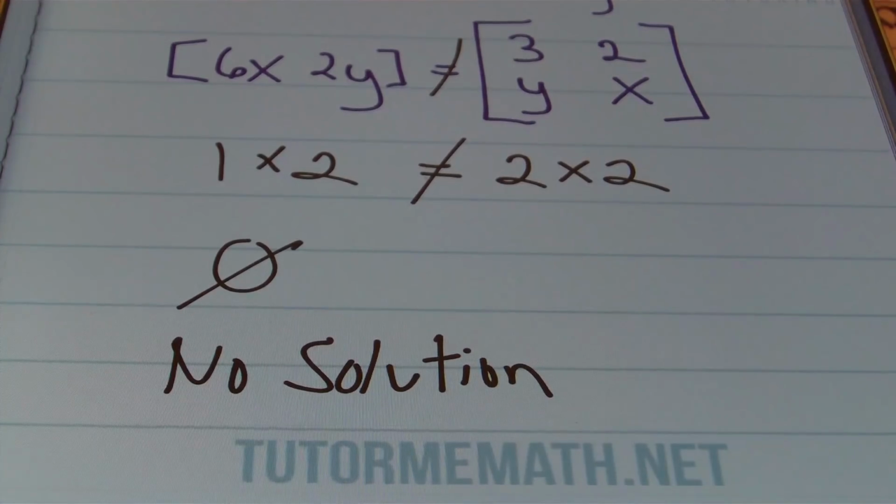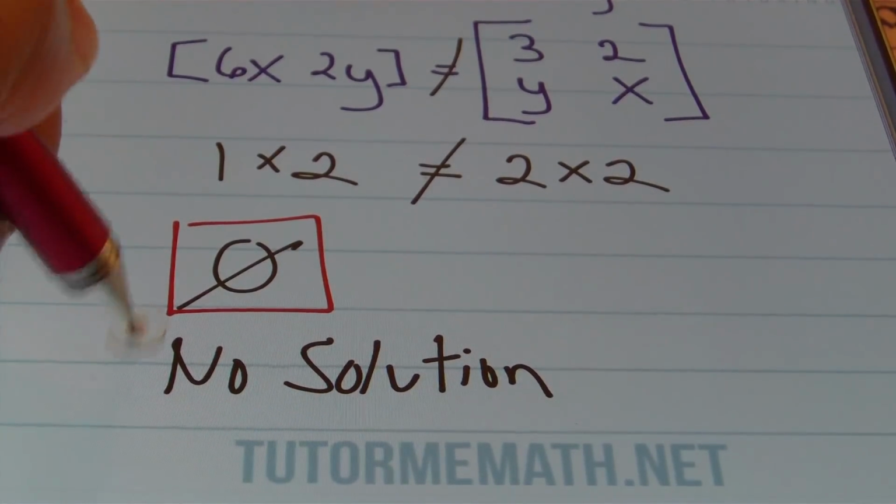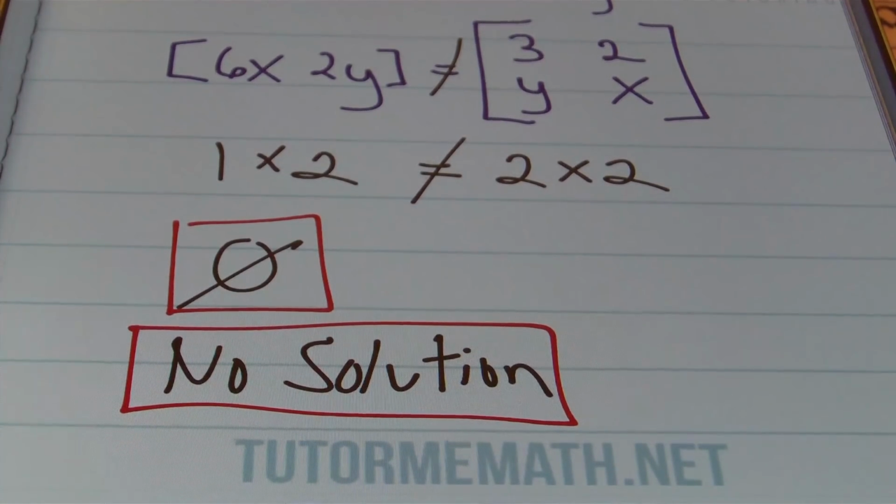And of course, we need to red box this. Red boxing it, either the null set or you can just write out no solution, because these are not equivalent matrices. Therefore, we can't set their corresponding elements equal to one another, because they don't have corresponding elements for half of the things you see there. All right, so that's problem number 2. Moving on.